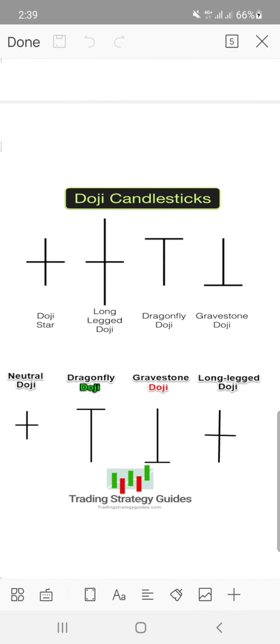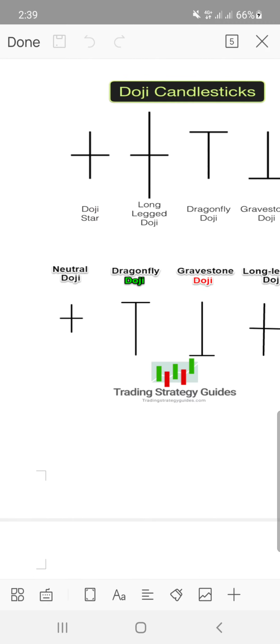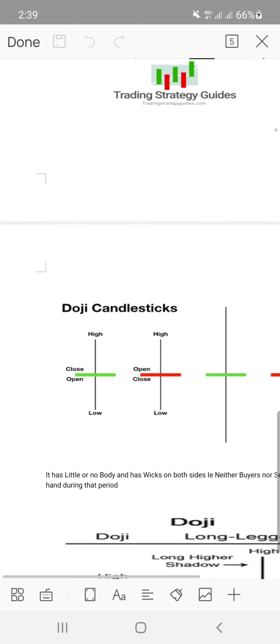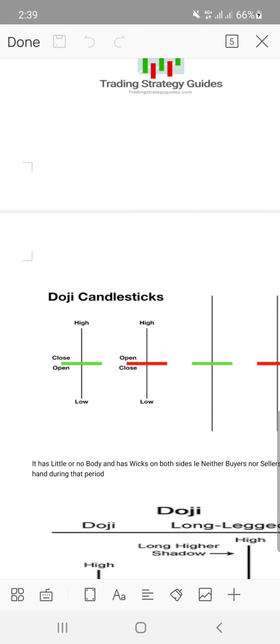See some other types of Doji: Doji star, long leg Doji, dragonfly Doji, gravestone Doji, right? I've already explained these ones before. Then this one is neutral Doji. Now, like I said before, some Doji candles have little or no body. Like in this case now, this one has a small body. You understand? It has a small body, right?